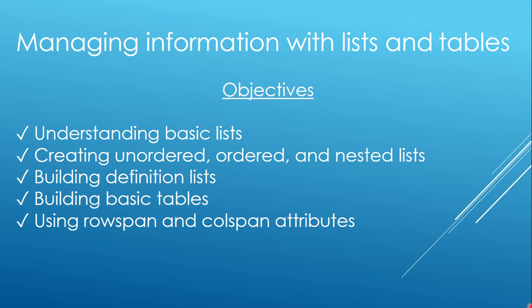Today we are going to tackle our last objective: using row span and column span attributes in the managing information based in table. Thus far we have learned how to create ordered and unordered lists. We have built basic tables. We have built definition lists, and today we are going to see how to use row span and column span attributes. And to get started, I'm going to show you the end product.